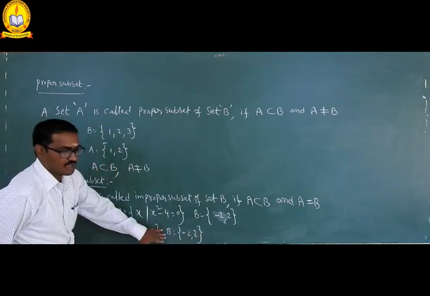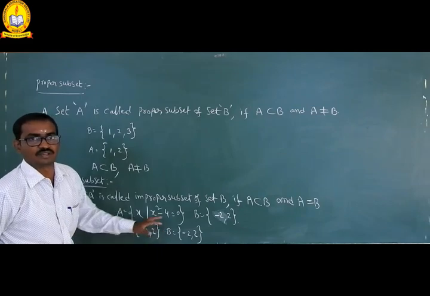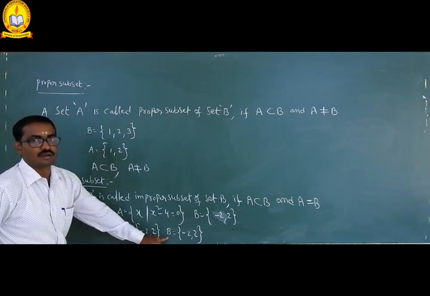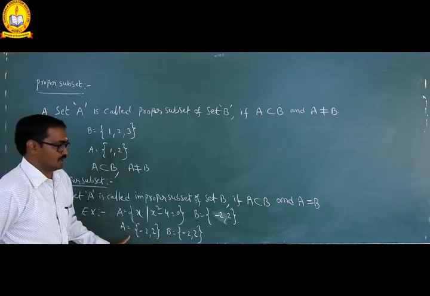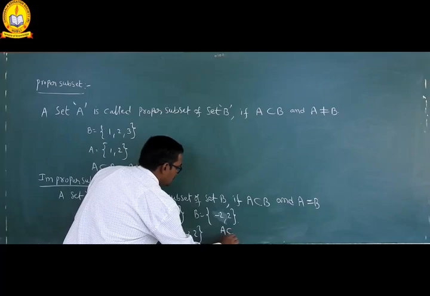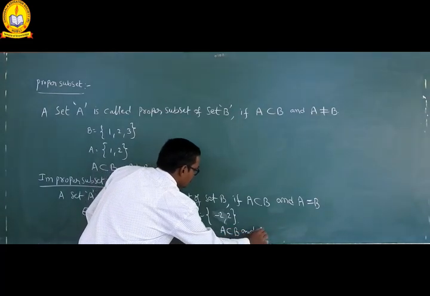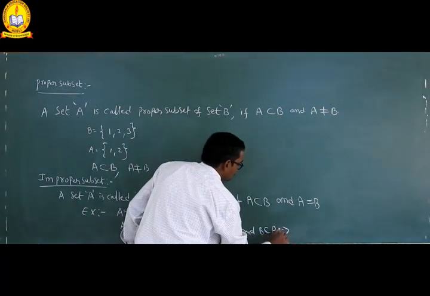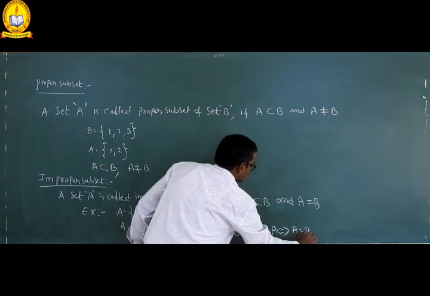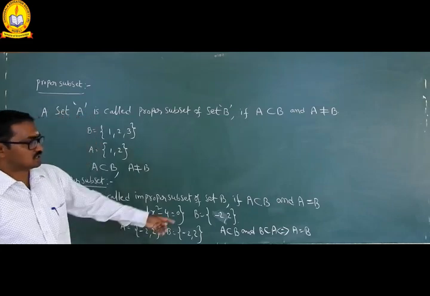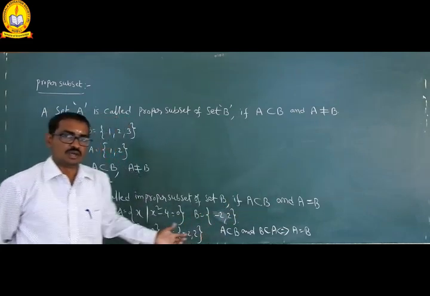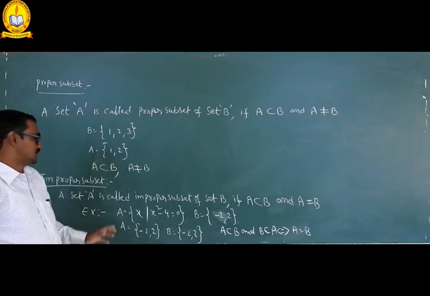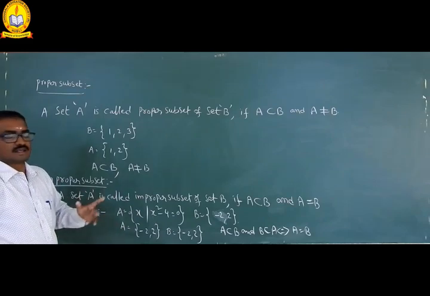Is A a subset of B? Yes, because every element of set A is in set B. Is B a subset of A? Yes, because every element of set B is in set A. A is a subset of B and B is a subset of A, which implies A is equal to B, if and only if. So it is satisfying two conditions, A is a subset of B and A is equal to B. That's why A is an improper subset of set capital B. This is the example for an improper subset.